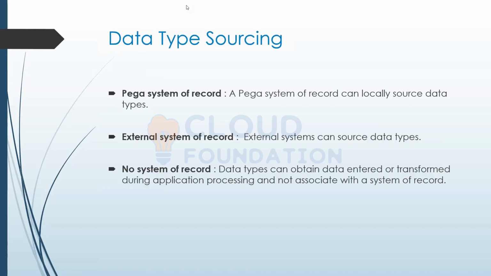With no system of record, you relate to data that is entered during the application. System of record means you're storing it somewhere. It can be within your application or in a database which is outside your application. If it is outside the application, then it becomes external data. In the application means in the application database, whatever database you've created for this particular application.